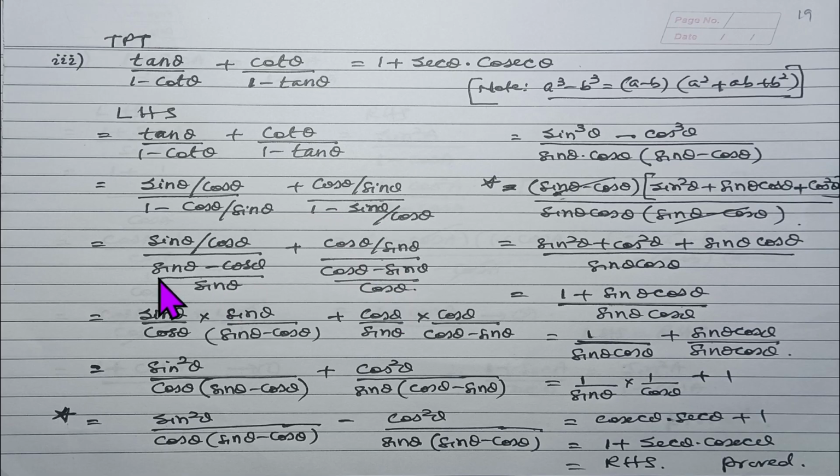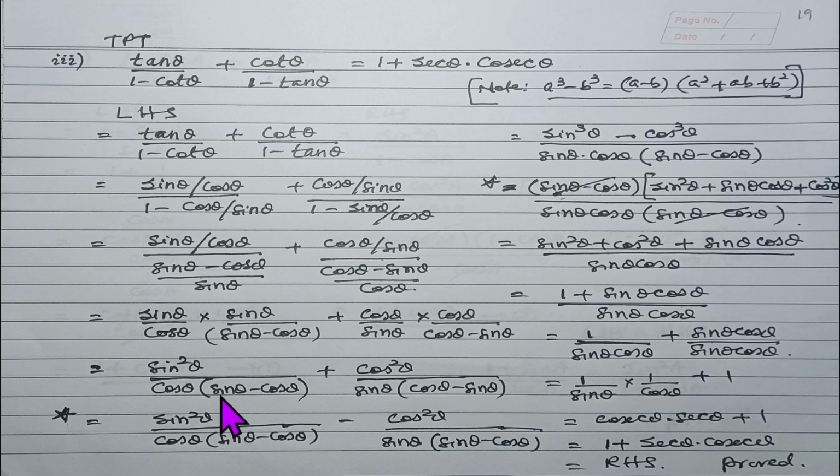Now this is sin theta here, this sin theta will go on the top, so we will have sin theta by sin theta minus cos theta, and it will be sin theta by cos theta into sin theta by sin theta minus, simple algebraic simplification, so apply that. Then this will be cos theta by sin theta, this cos theta will go on the top, divided by cos theta minus sin theta. Now sin theta into sin theta is sin square theta divided by cos theta in the bracket sin theta minus cos theta, cos theta into cos theta is cos square theta divided by sin theta in the bracket cos theta minus sin theta.